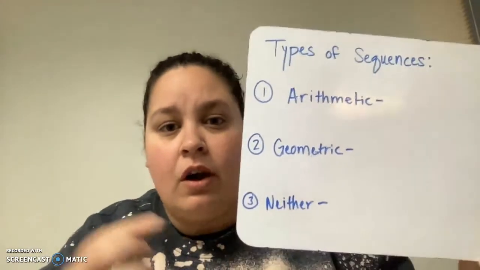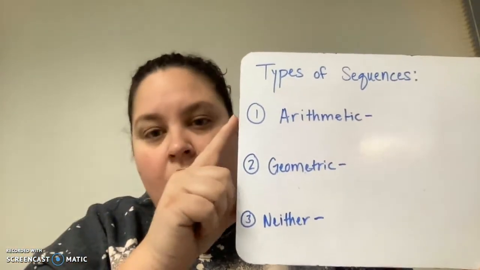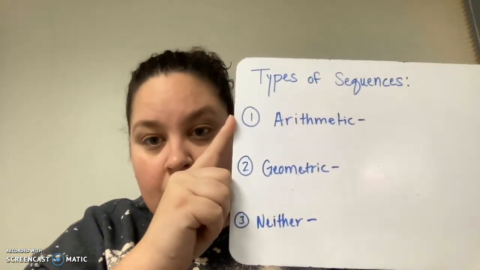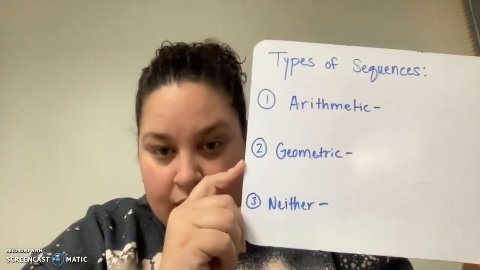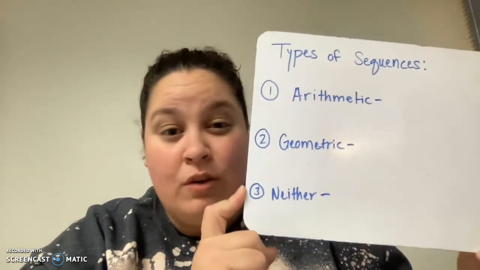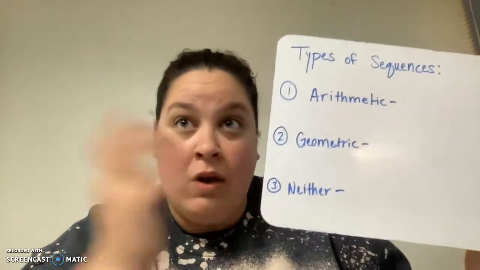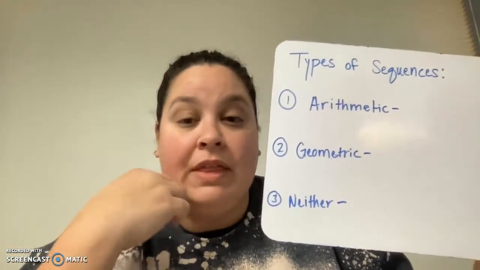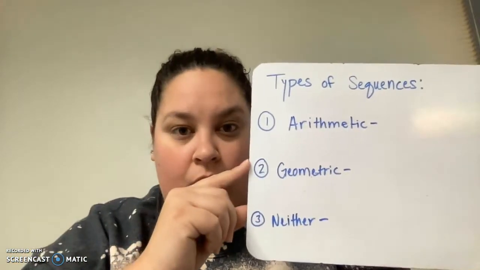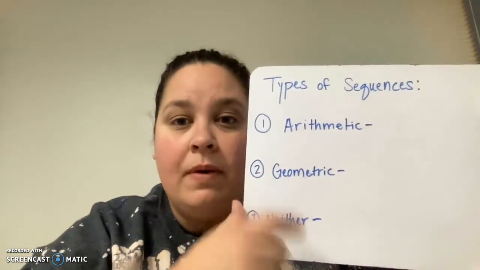Types of sequences, there are 3 types of sequences, mainly 2. You have your arithmetic, you have your geometric, and we're going to have some that don't fall in either of these categories. They may or may not have patterns, but they don't fall in either one of these 2 categories, okay? So let's talk about arithmetic.